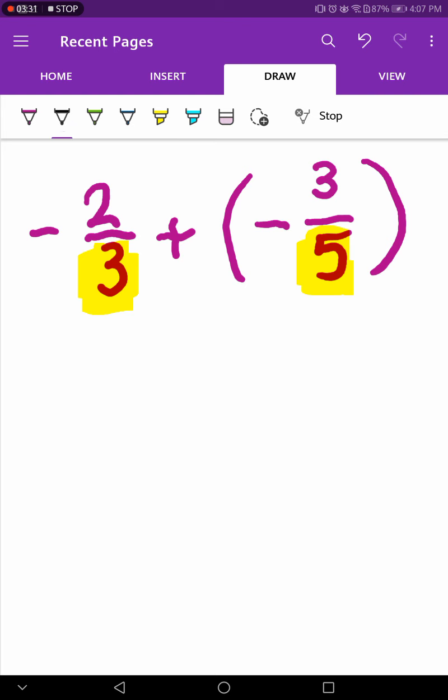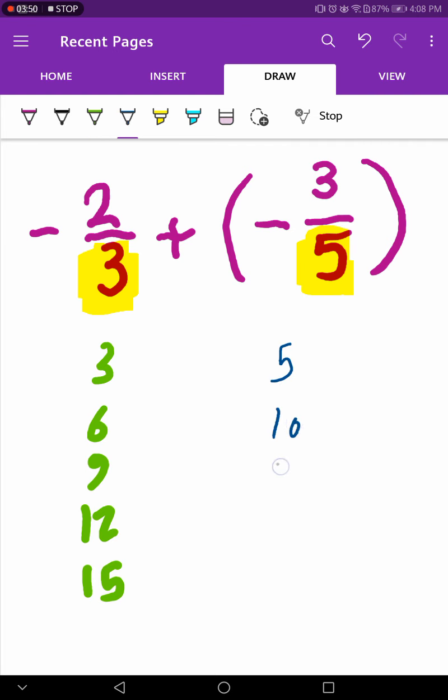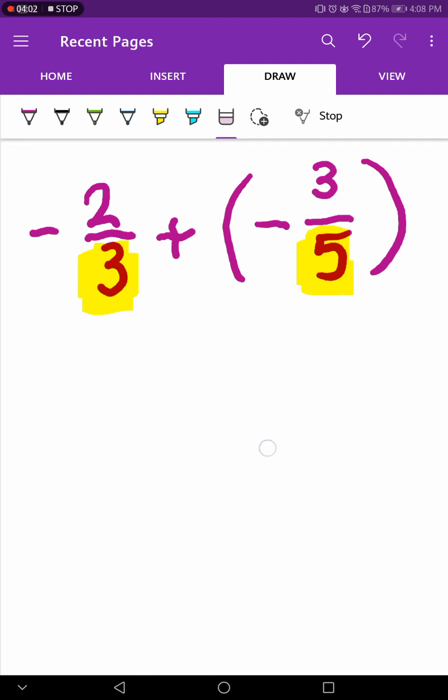As we learned before, we find the LCM, least common multiple. What is this, teacher? You multiply the 3 and multiply the 5, and where they meet is the answer. Where they meet? At 15. So the LCM of 3 and 5 is 15. So the 5 we multiply by 3 and the 3 by 5.